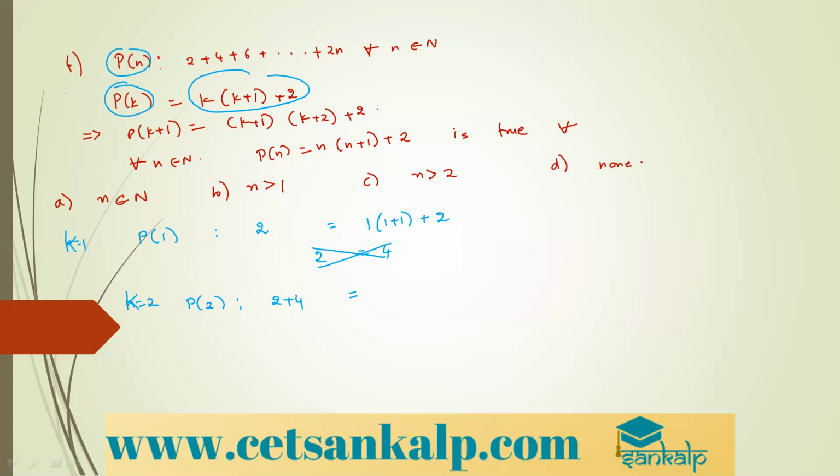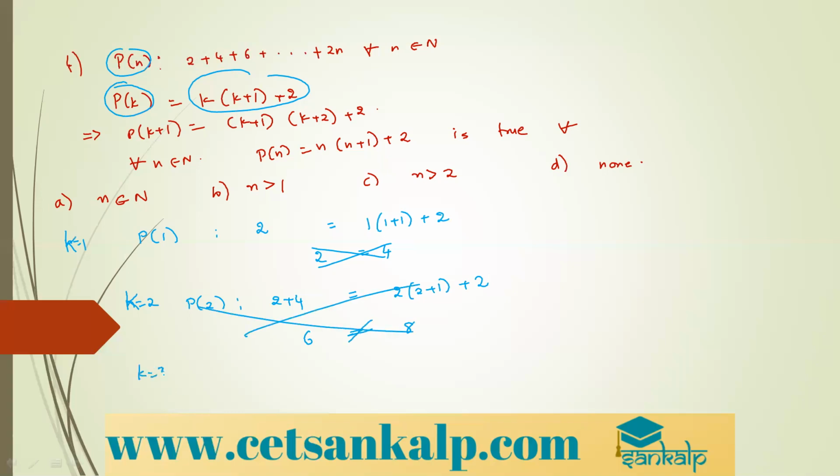Here, of course, it is P of n. So that way also you can take. So P of 2 will be 2 plus 4, whereas in P of k, if k is 2, 2 into 2 plus 1 plus 2. Here we are getting 6, but here we are getting 8. These two are not equal. So it is not true.